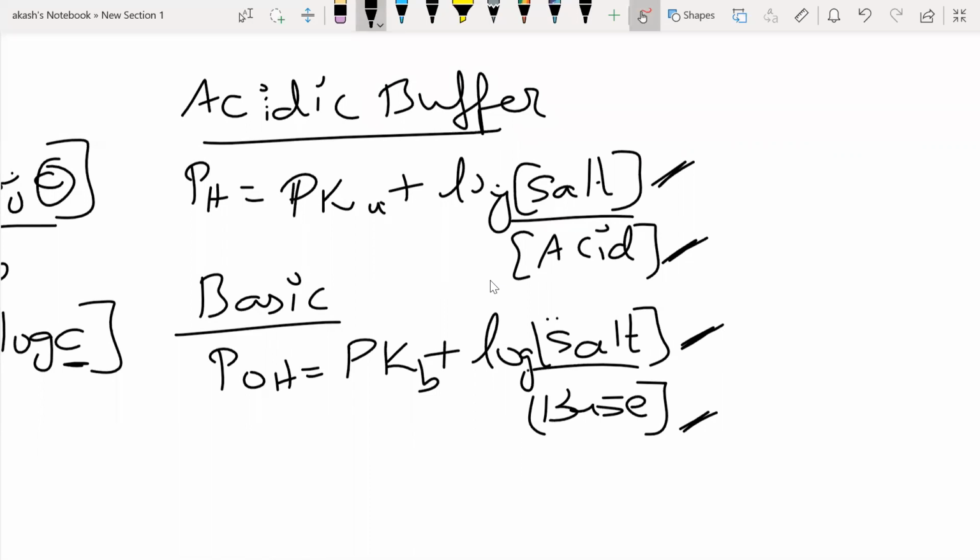If only one concentration, that is the salt concentration, is given, then you go for hydrolysis, salt hydrolysis problems. Okay, so we'll keep this in mind. Now we'll go for problems.